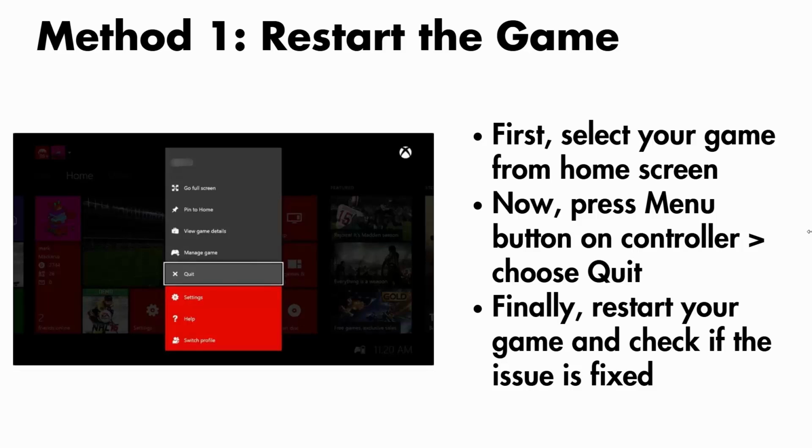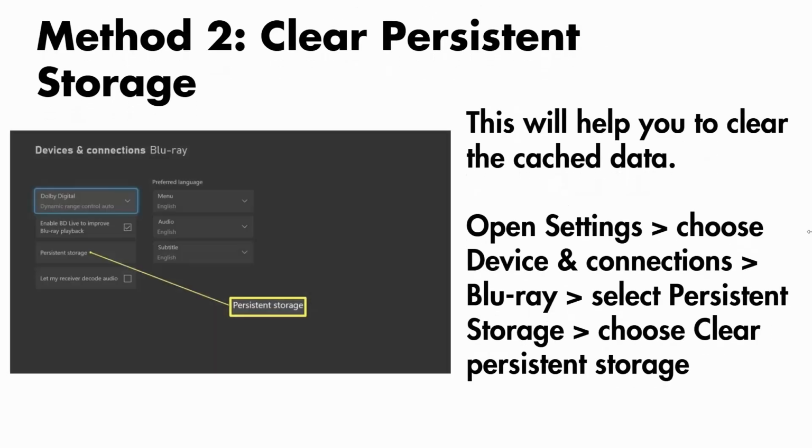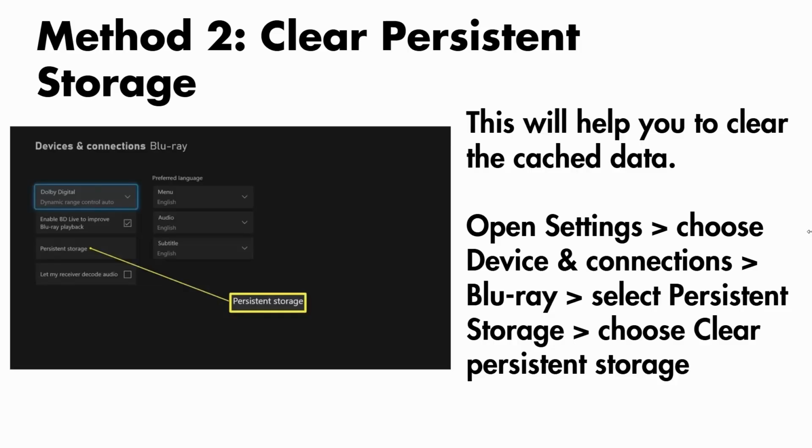If not, next method is to clear persistent storage. This will help you to clear the cached data. For that, open settings, choose devices and connections, and Blu-ray, select persistent storage, and finally select clear persistent storage. After this, check if the problem is fixed.